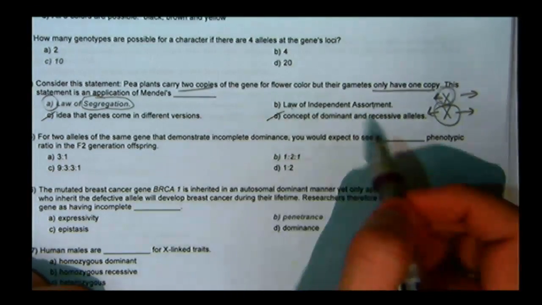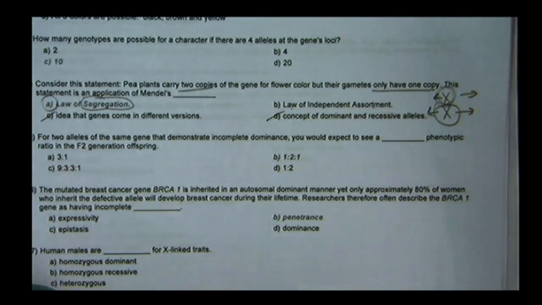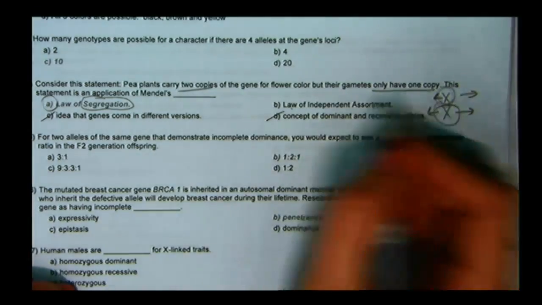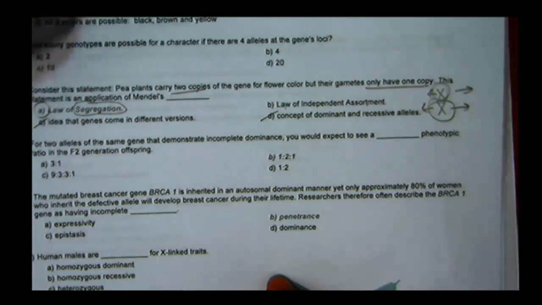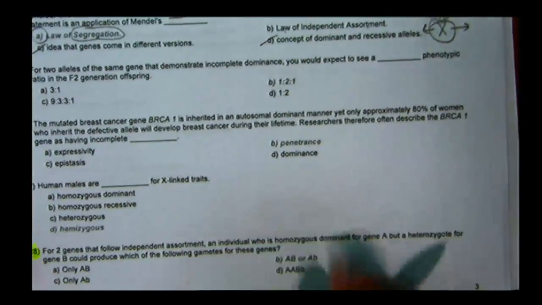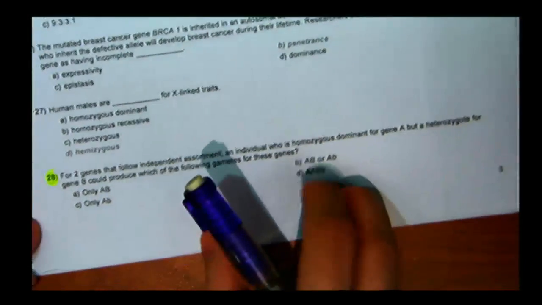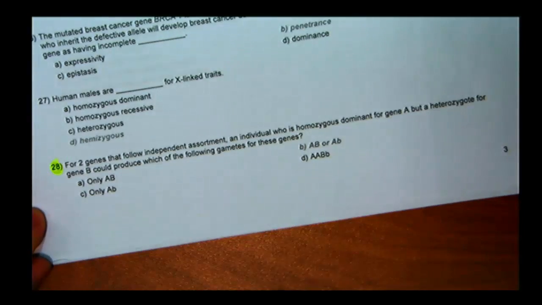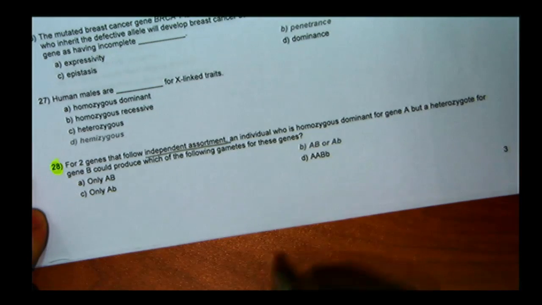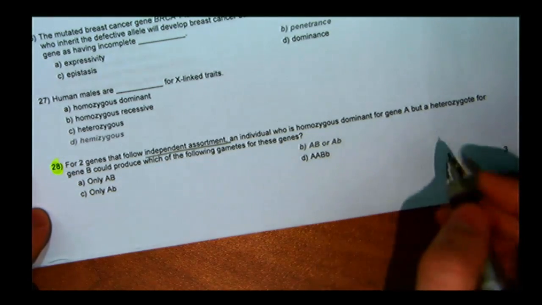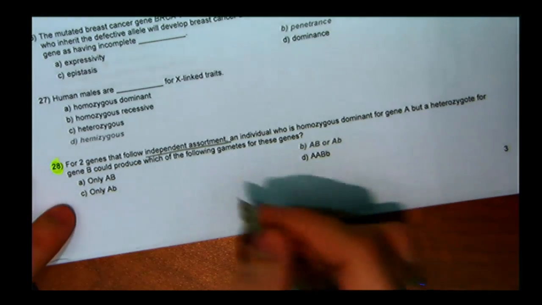Okay, so again here, now we're talking independent assortment, 2 genes. An individual who is homozygous dominant for gene A, but a heterozygote for gene B would produce which of the gametes? So I would definitely draw it out. So homozygous dominant, big A, and a heterozygote for gene B. Oh, I'm sorry, I did this wrong. Oh, no, I did, okay. So heterozygote for gene B, let's see. Yeah, there we go, okay. So here's your A, here's your B. What combination could you get?